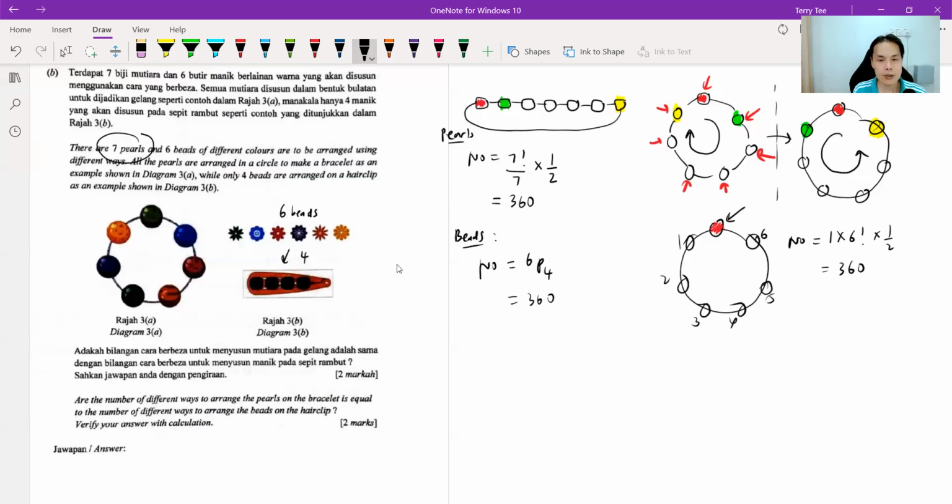Okay, to answer this question, they say, is the number of arrangements for pearls the same as the beads? Answer is just yes. Yeah, it's only 2 marks. 1 mark for this, 1 mark for this, and they just say yes. Okay.